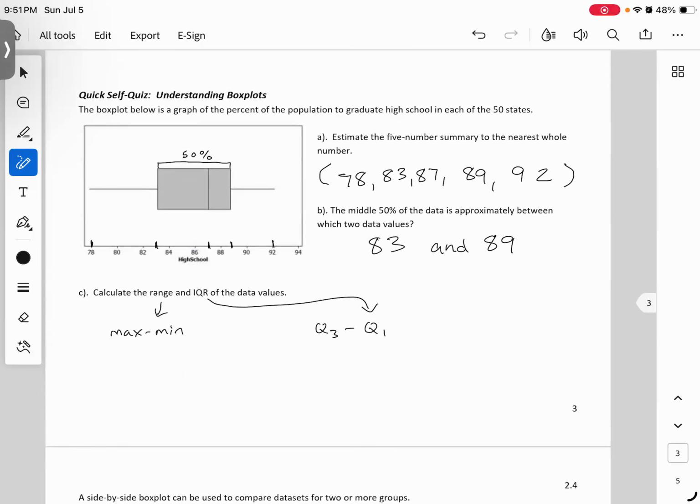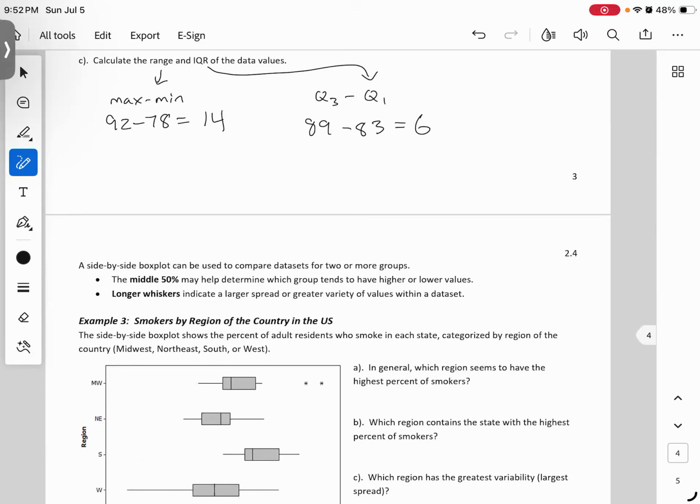And then now just using our max and our min, we get a range of 14. And using our 89 and our 83, we get an IQR of 6. All right, cool. All right, let's try something else.